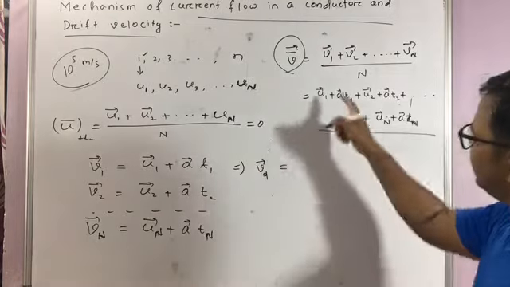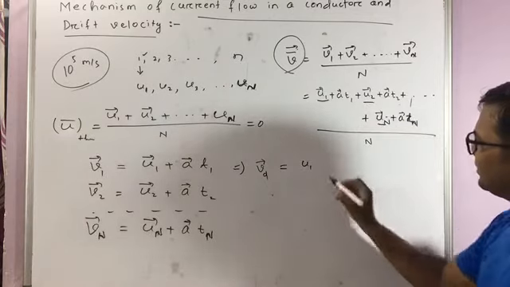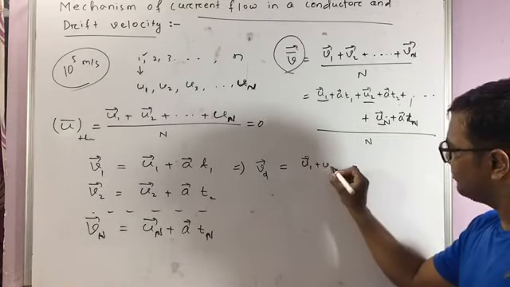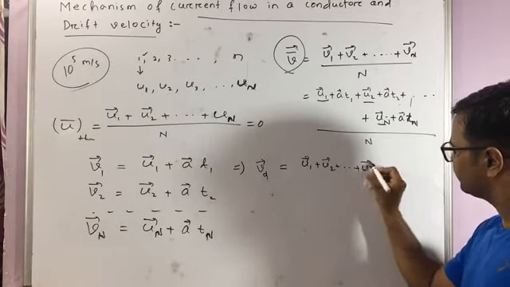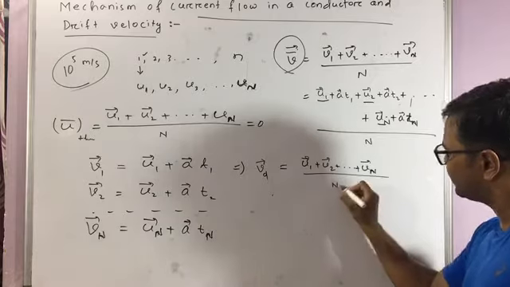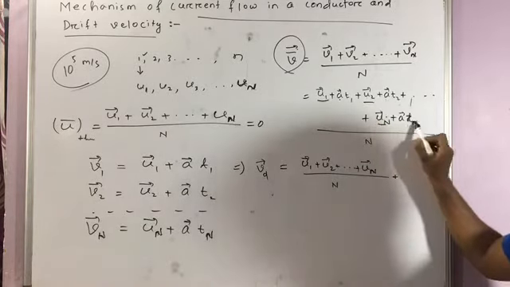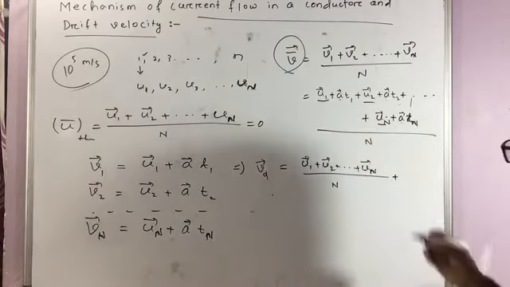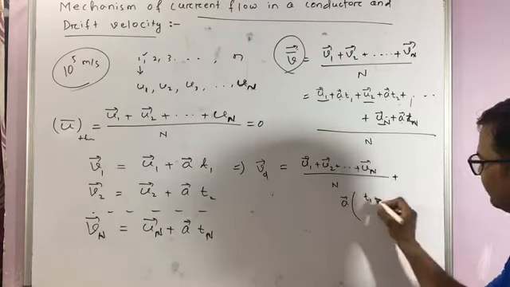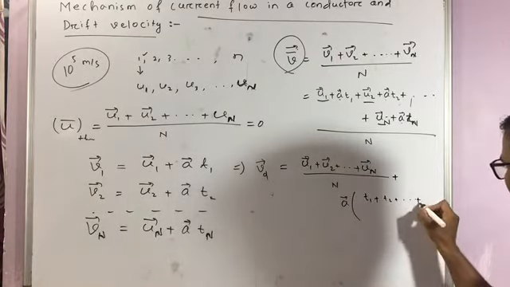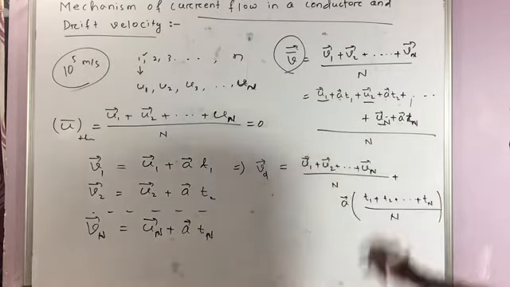Vd, which you can write here. Let us separate it: U1 plus U2 up to Un divided by n, plus AT1, AT2, up to ATn. Now you can take A common, which is T1 plus T2 up to Tn divided by n, because n is divided in both the terms.